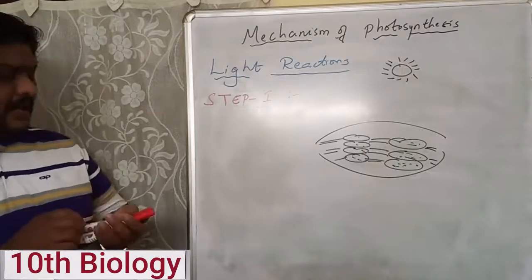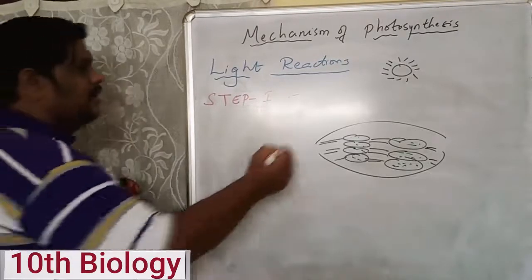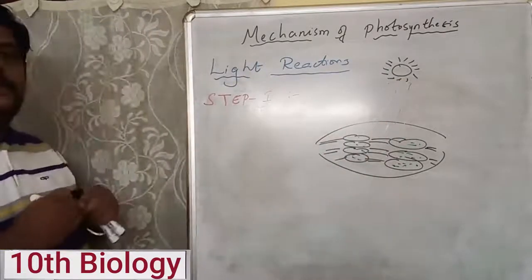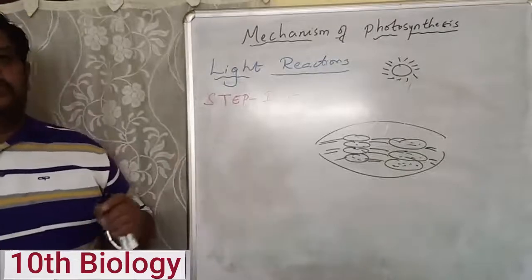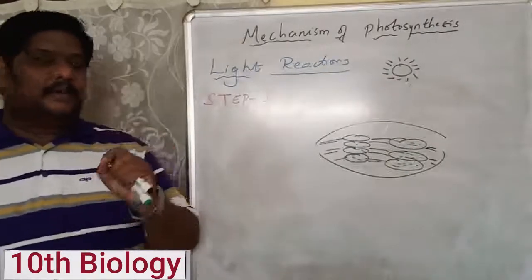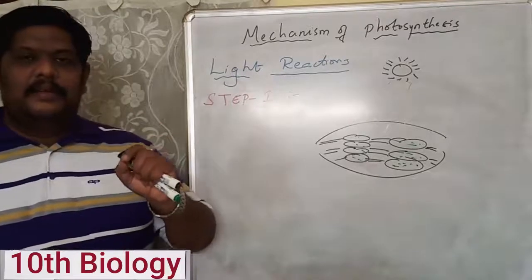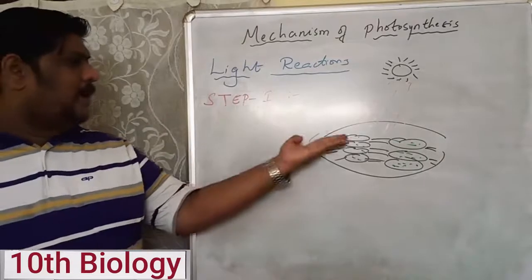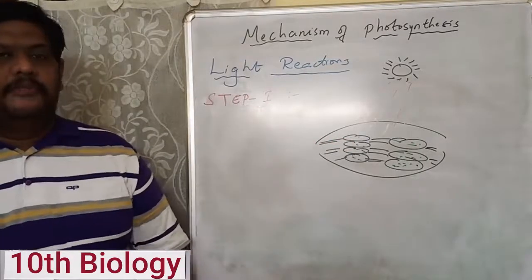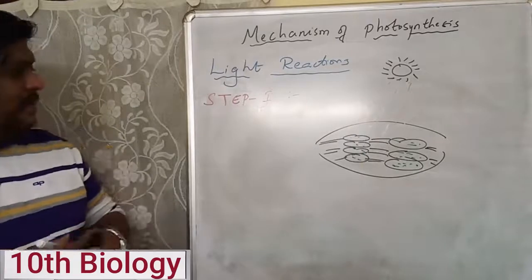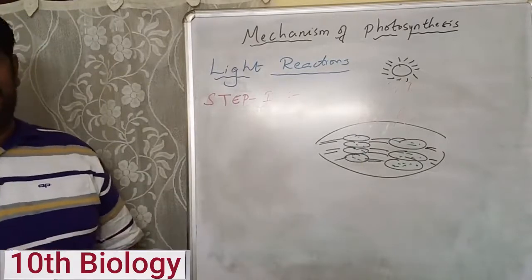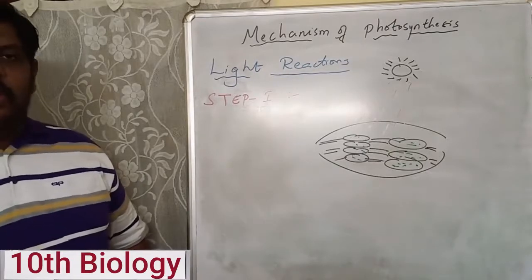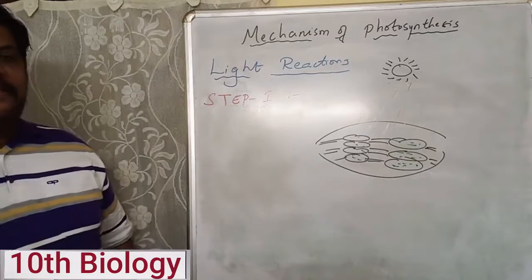Now when the sunlight falls on the leaf, what happens is these chlorophyll molecules will absorb the sunlight. Where is the energy present in the sunlight? In the form of photons. So these photons will be absorbed by the chlorophyll molecules, and you know what happens? They get activated, they go into an excited state. That is the first step.